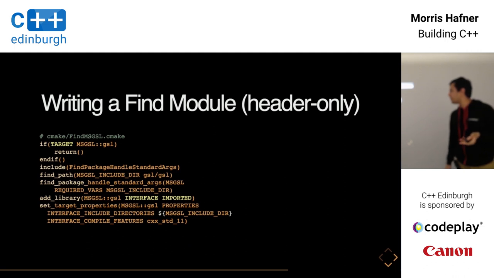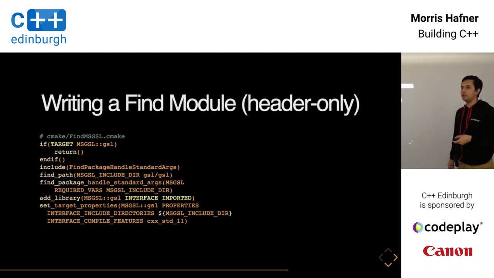And the find modules roughly look like this. In this case, I am wrapping the Microsoft Guideline Support Library. First of all, I check if I've already looked for the package. So if I already have a target called MSGSL::GSL, do nothing, just return. Then I include this handy little macro, find_package_handle_standard_args, that does all the error checking for me and prints out a nice status message if my library is found, like the one you already know. And then I just look for the header here, gsl/gsl. So just type in what I would expect on my include path.